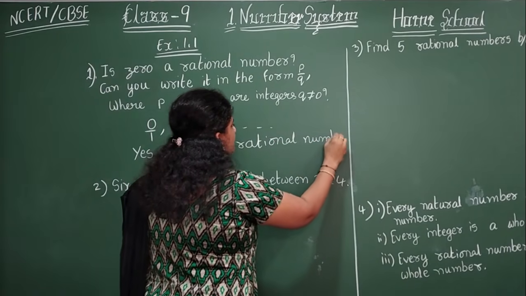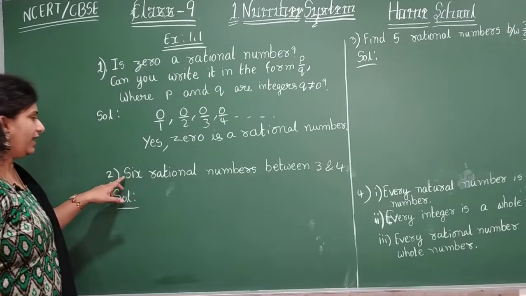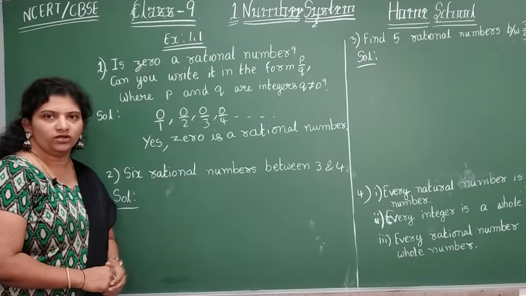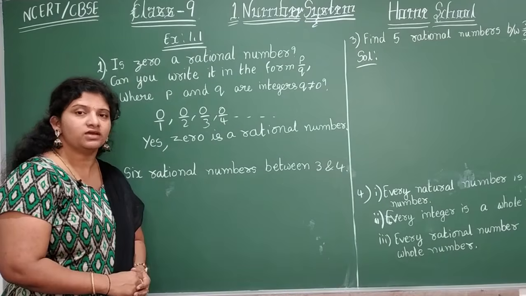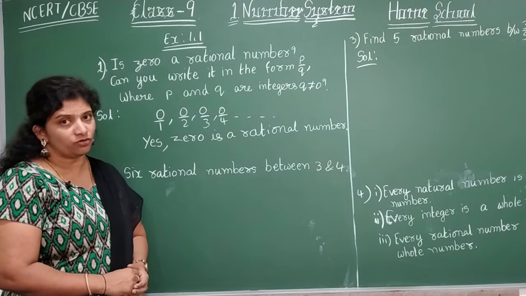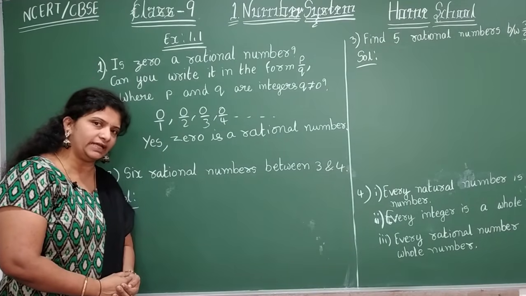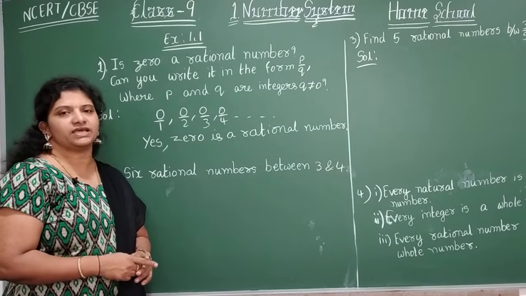It can be represented in this form. The second problem: write 6 rational numbers between 3 and 4. Observe here, children, is 3 and 4 a rational number? Yes, 3 by 1, 4 by 1 you can write. So now how many rational numbers do you need to write in between? 6 rational numbers, right? So I'm going to tell you a technique.